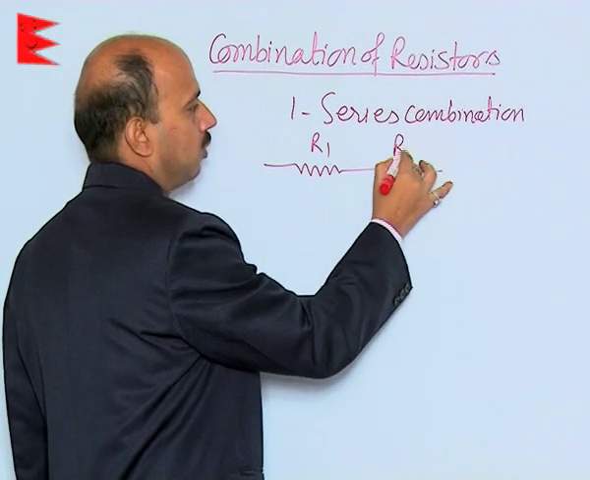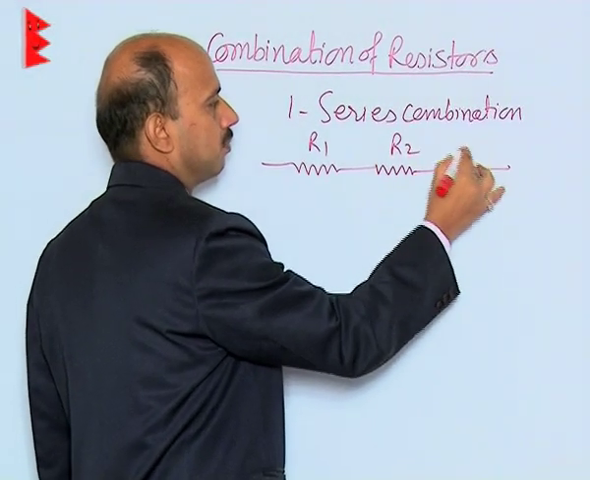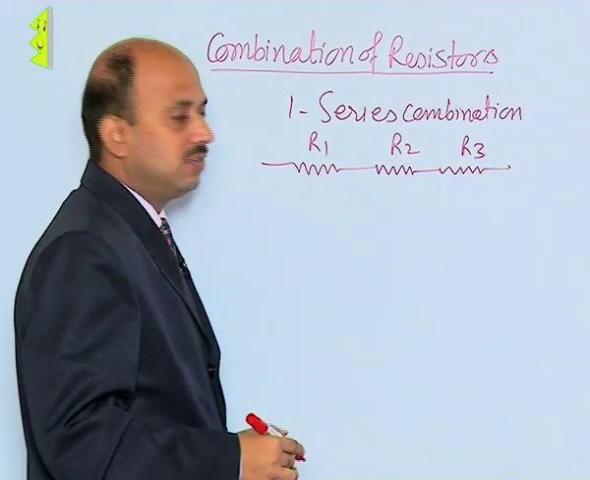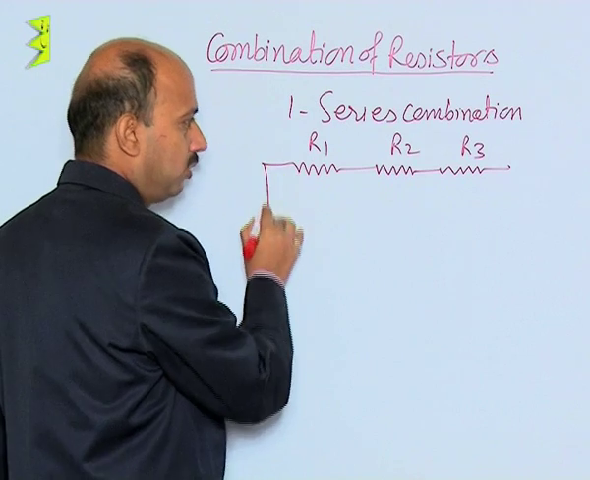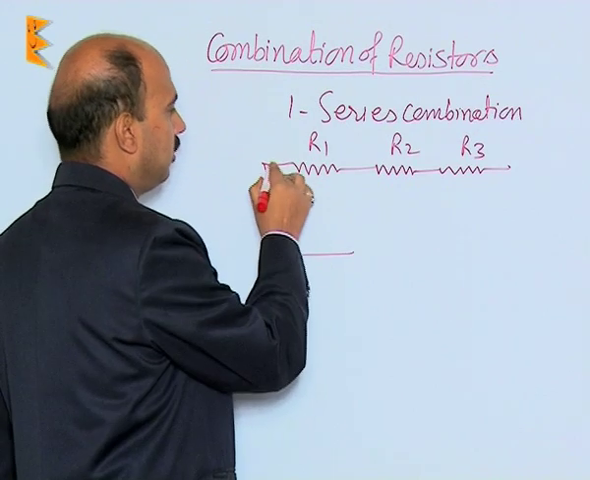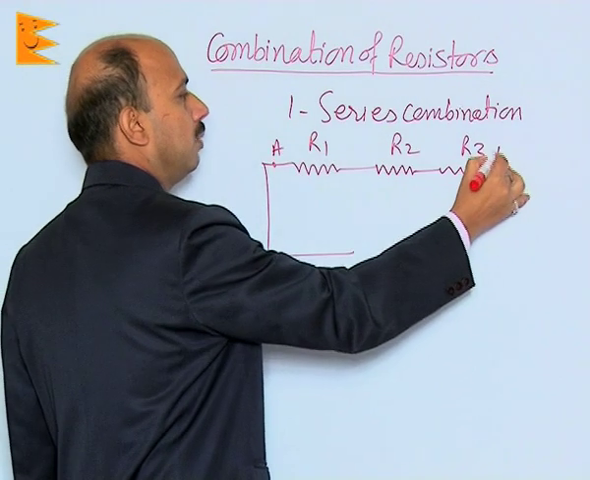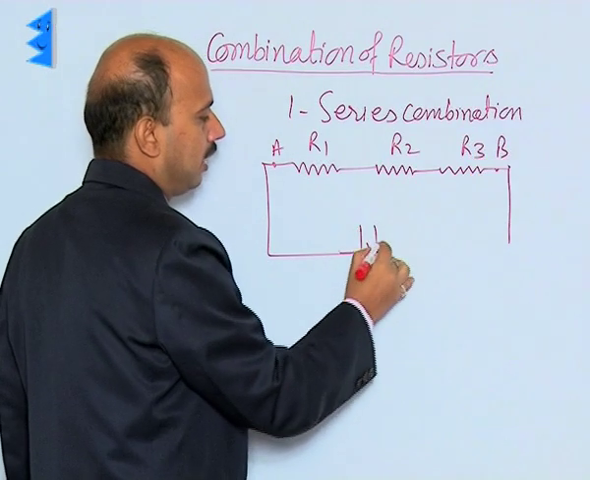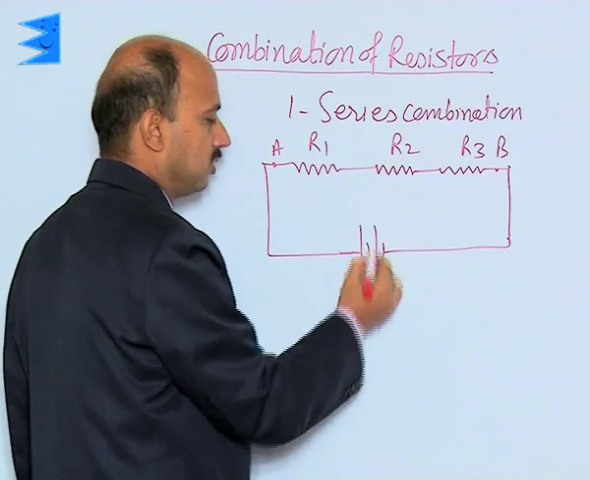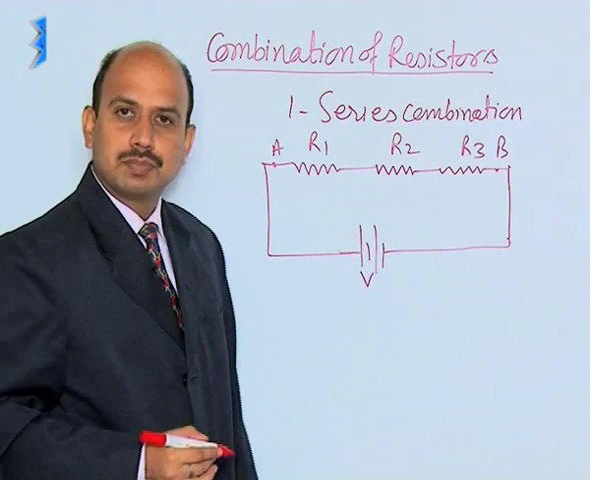So, this is R2 and this is R3. These 3 resistances are connected end to end, and across the end of all these 3 resistors, here this is the point A suppose and point B. So, between the point A and B, a battery is connected of potential difference, terminal potential difference here V.